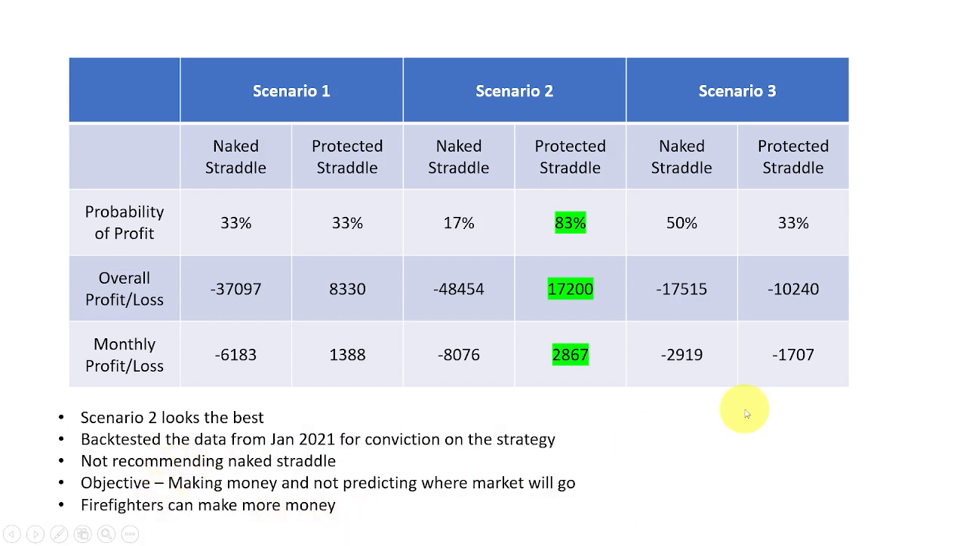And firefighters who are the experts in adjustments can also start with scenario 2, and maybe they can do further adjustments to make more profit than this monthly 2,800 or 17,200, and can be profitable. So this can be used by experts as well as a starting point, and then they can build on this and make wonders with this strategy.